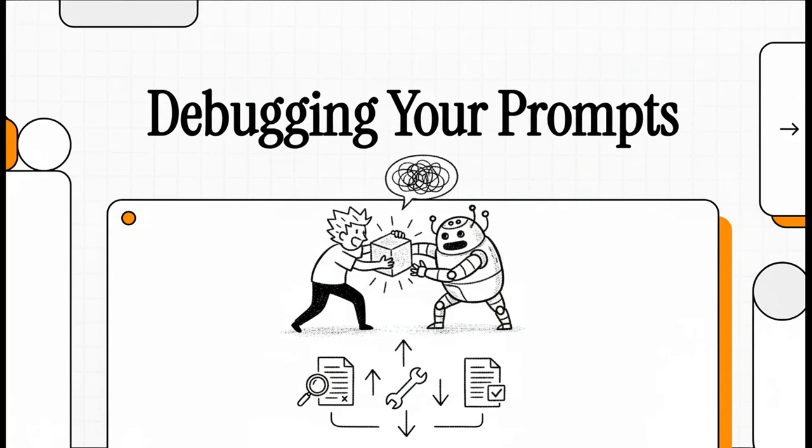Have you ever felt like you're talking to a wall when you're using an AI? You ask for something super specific and it comes back with, well, something completely different. You are definitely not alone. So in this explainer, we're going to walk through a simple 4-step method to debug your prompts and get the answers you're actually looking for.